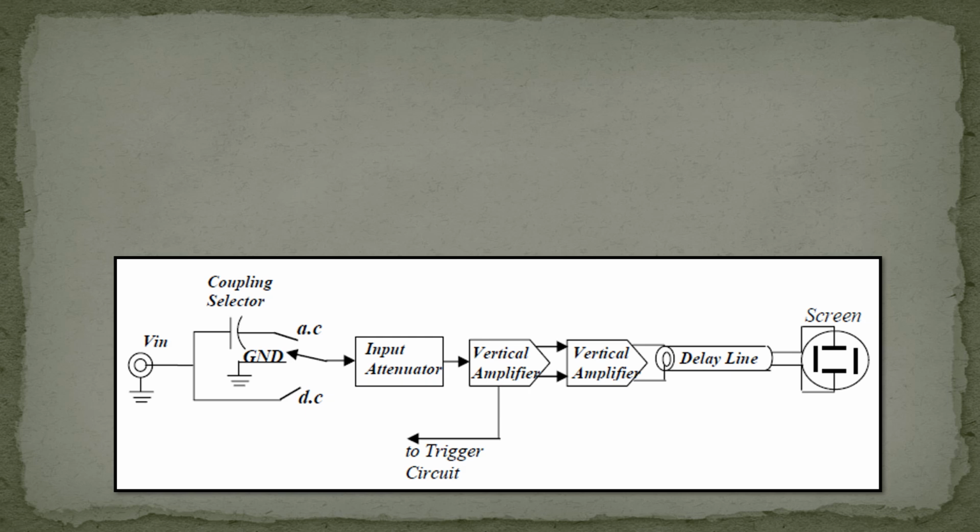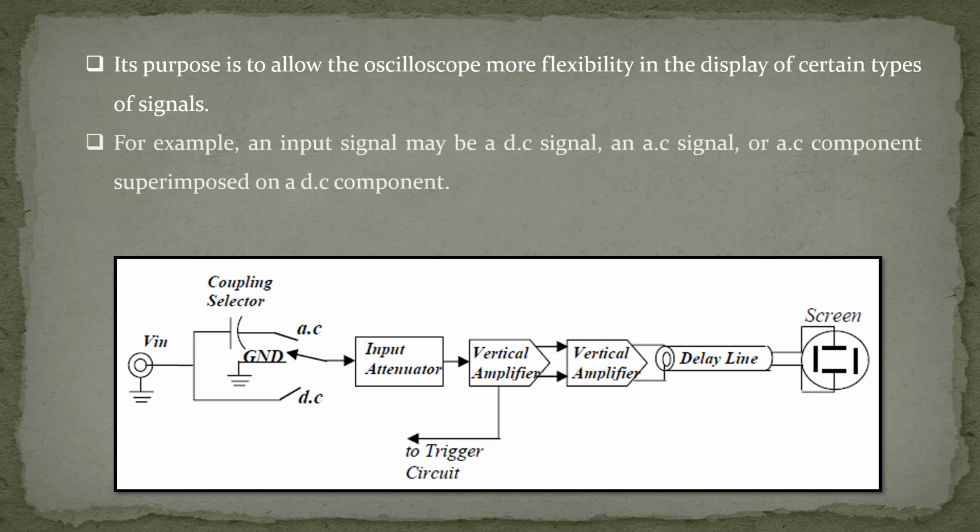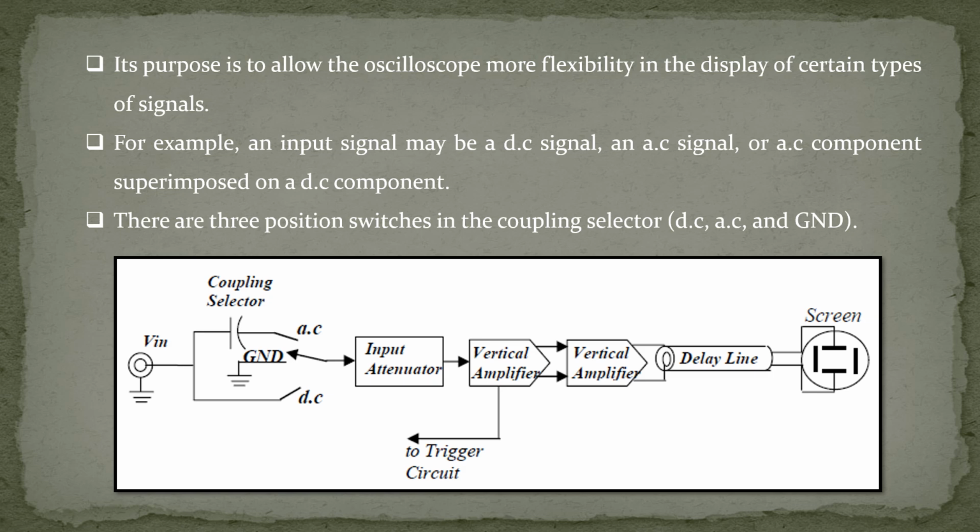This is the diagram for the vertical deflection system. Its purpose is to allow the oscilloscope more flexibility in the display of certain types of signals. For example, an input signal may be a DC signal or an AC signal or an AC component superimposed on a DC component. There are 3 position switches in the coupling selector: DC, AC and ground.